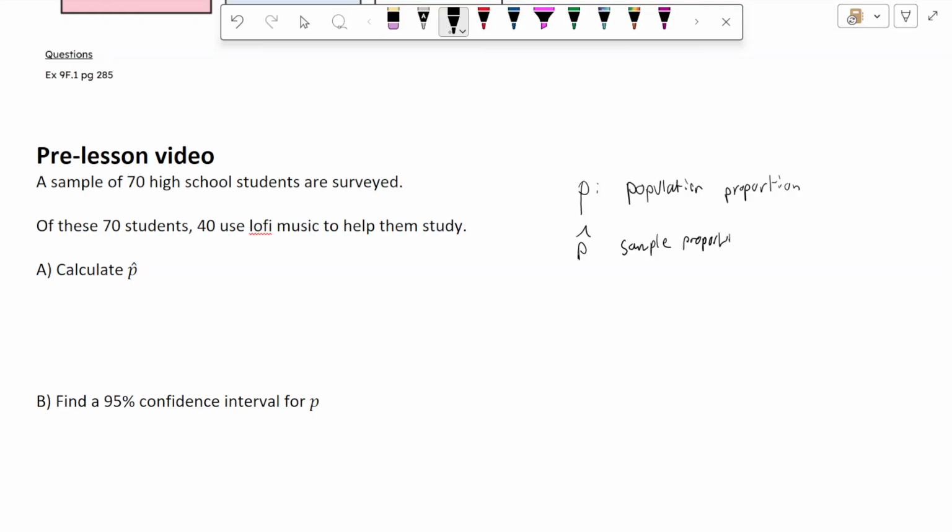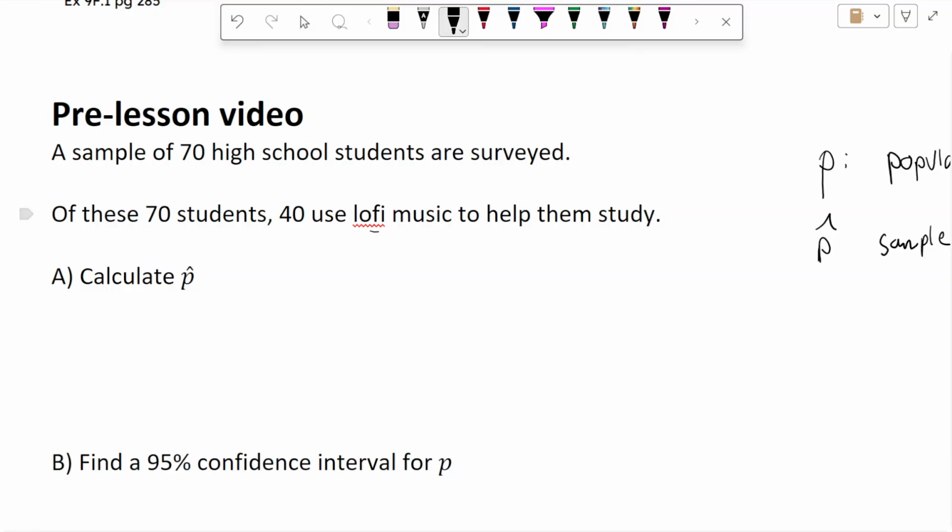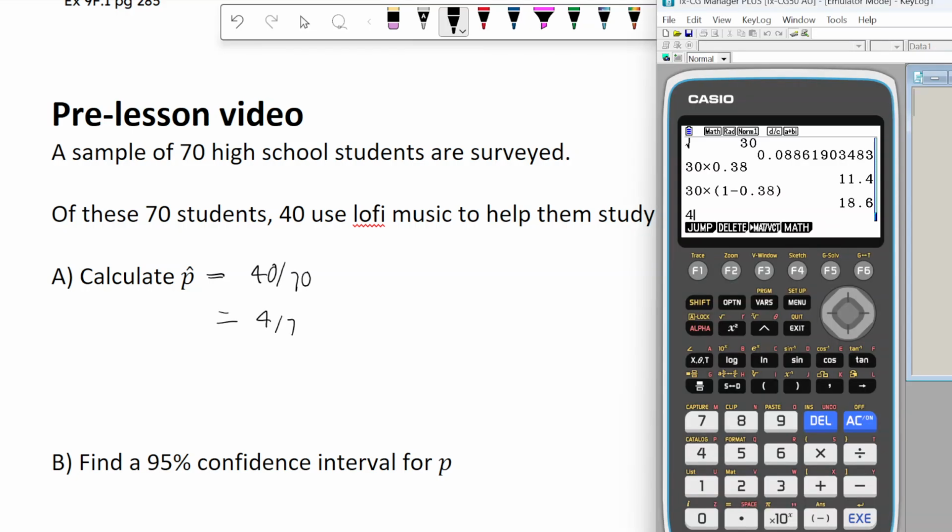For example, in this question here, you've got 40 students who are using lo-fi music to help them study. And that's out of a sample of 70. So p hat would be 40 out of 70. This is 4 out of 7. And if we really want an approximate for that, we could do that. This is about 57%.